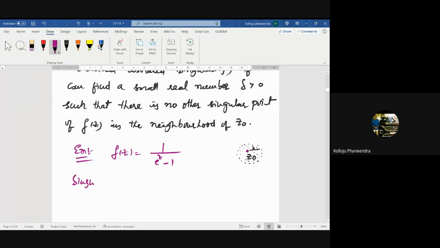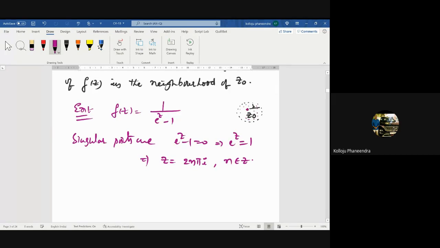Singular points are what? e power z minus 1 equal to 0, so e power z equal to 1. That implies z equal to 2n pi i, n belongs to Z. Now let me list the points. One is z equal to 0, another one is 2 pi i, another one is minus 2 pi i, next 4 pi i, minus 4 pi i, and so on. These are the singularities.